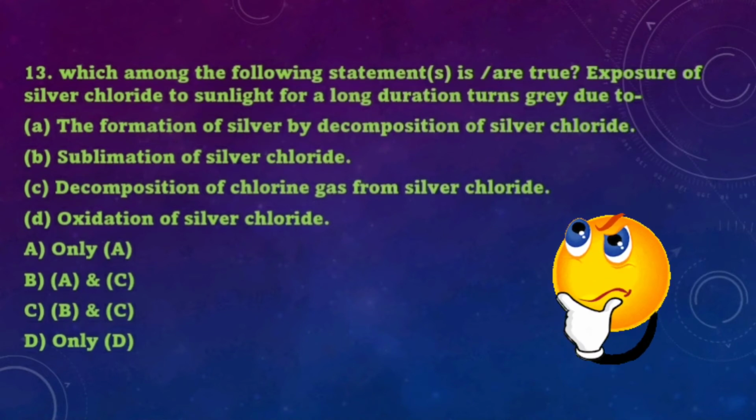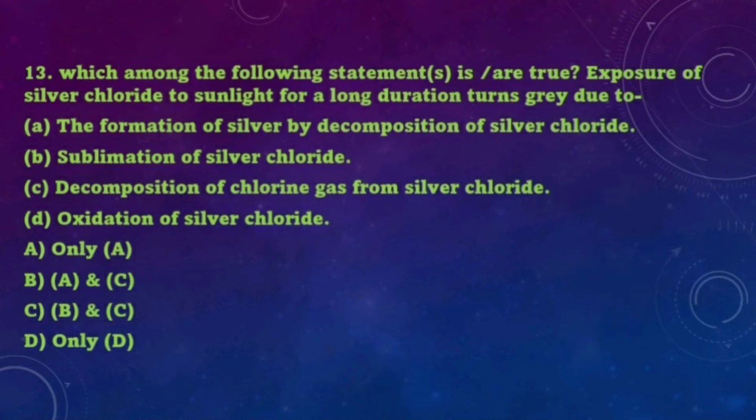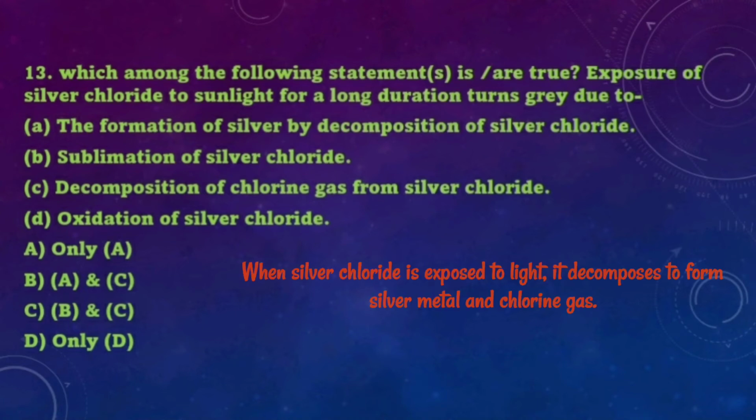So the first one is the formation of silver by decomposition of silver chloride. When silver chloride is exposed to light, it decomposes to form silver metal and chlorine gas. And the silver metal turns grey in color when exposed to sunlight for a long duration. The first statement is correct here. So the answer will be option A.